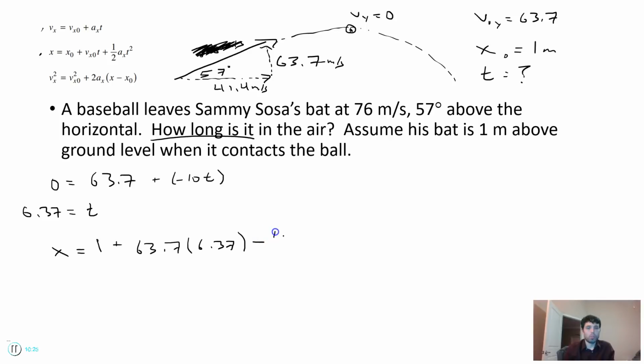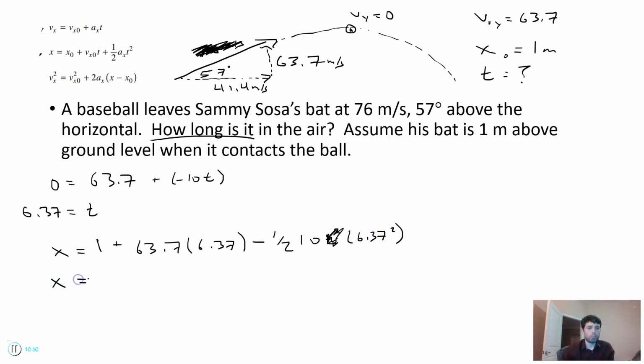Minus 1/2 times 10 times t squared. I went ahead and put the minus here instead of by the 10 because we know we're going to subtract that anyway, right? Okay, so let's do t. Oh shoot, what was t? T was 6.37. So scratch that out. Times 6.37 squared. Okay. All right.